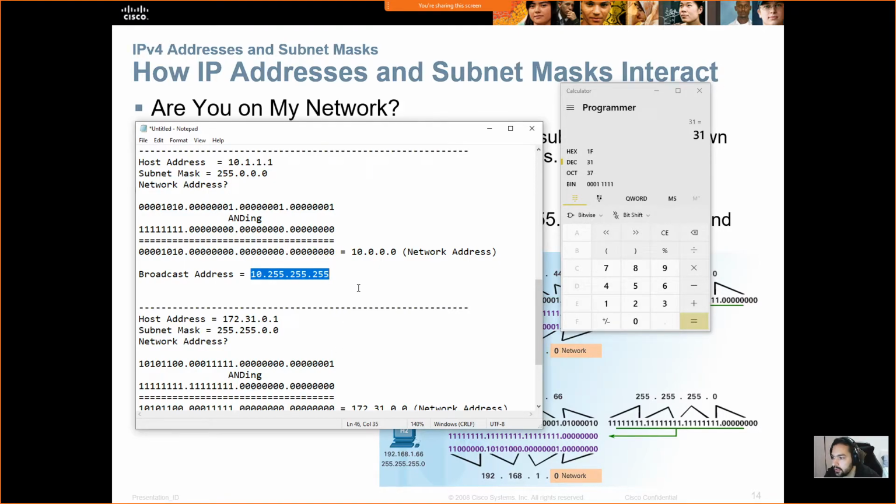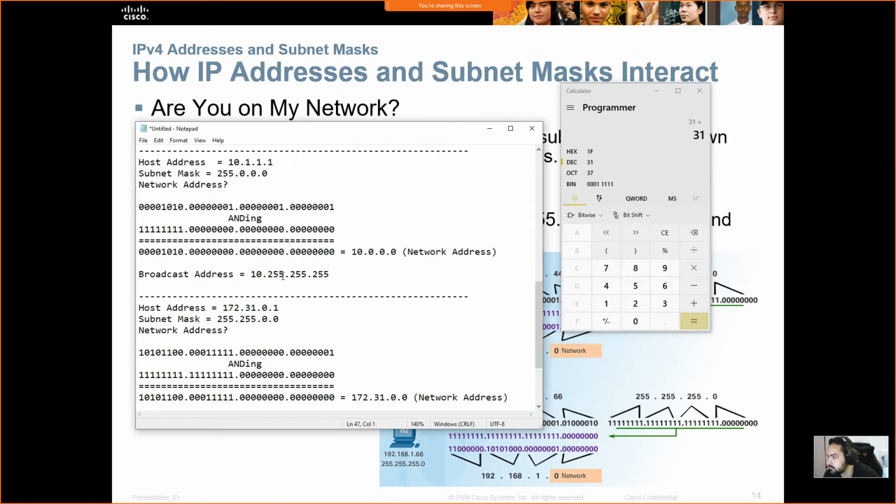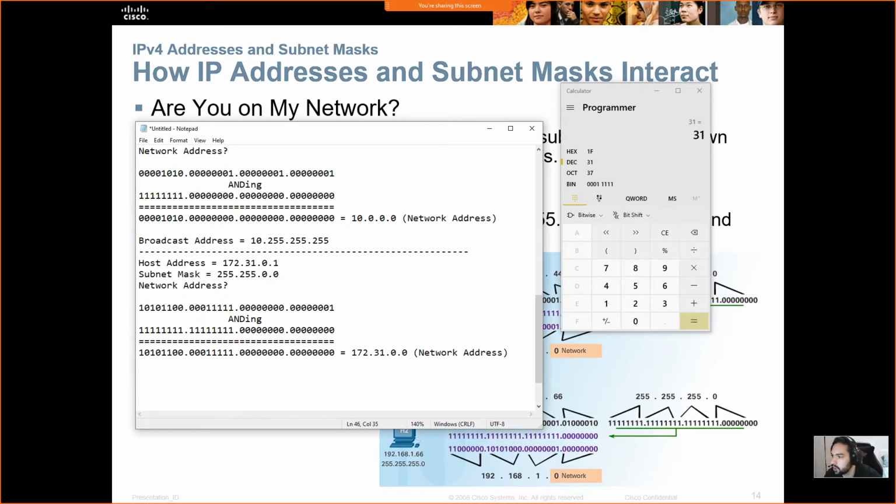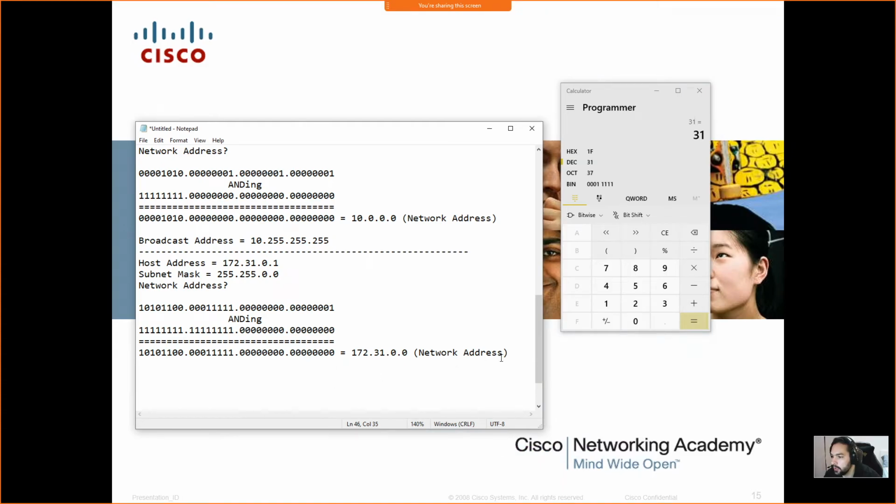So it could be 10.0.0.1 is a host, 10.0.0.3 is a host, 10.1.1.1 is a host in this network, and so on and so forth. So everything in between this is a host. All good? We have the exact same here as well.